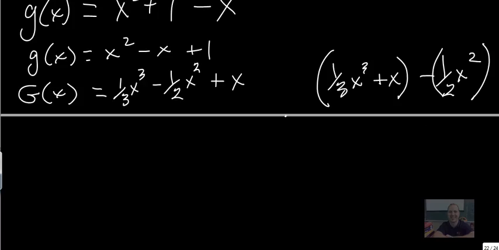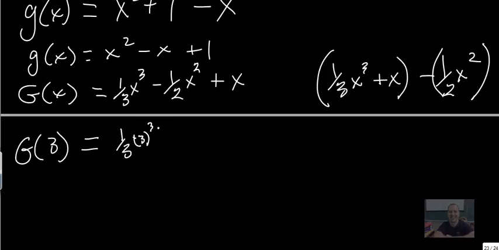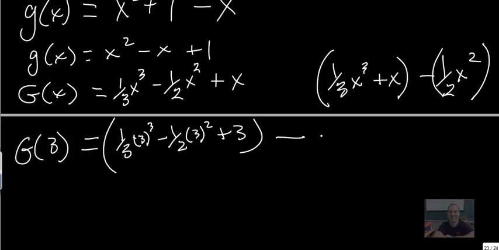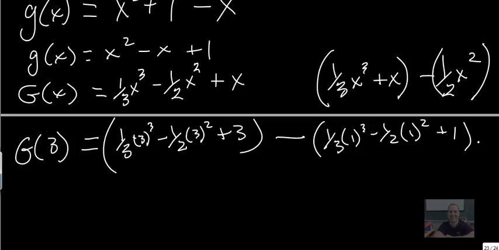So we can just continue on this one here. We are going to evaluate this antiderivative from 3 back to 1. And again, it's going to look like this. It's going to be 1/3 of 3 cubed, minus 1/2 of 3 squared, plus 3. And we're going to subtract from that 1/3 of 1 cubed, minus 1/2 of 1 squared, plus 1.